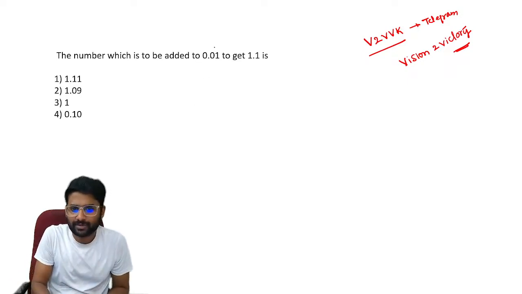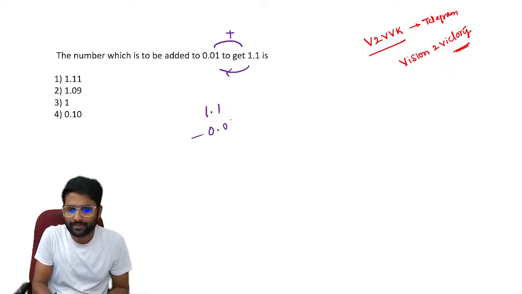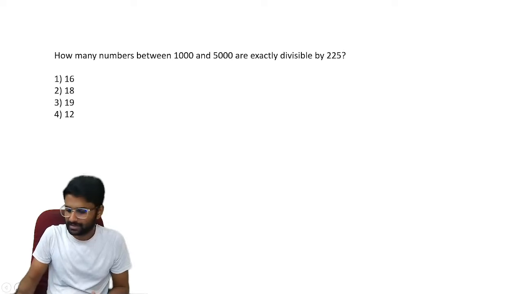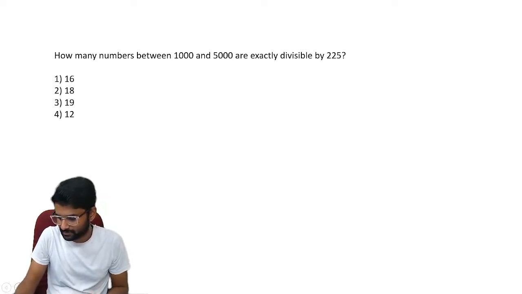Now see, which number are we going to add to get the result 1.1? Simply do one thing, subtract 0.01 from 1.1. Let's take 0 here, and we have 10 minus 1 is equal to 9, 0, 1. So if you add 1.09 to 0.01, then it becomes 1.1. It's a simple difference. Answer is 1.09. Next, try to answer this question.